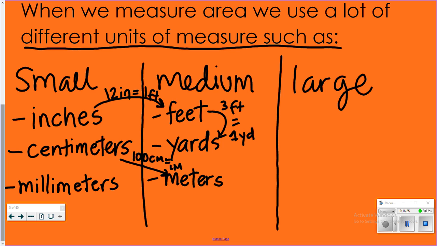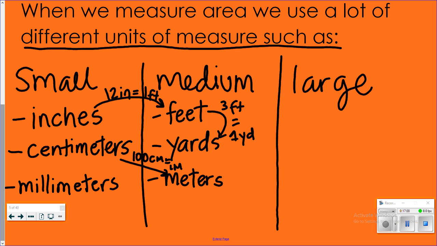We're not there yet. So these are going to be our 3 main units of measurement. What about the large? We're not there yet. We're just on medium. So again, it wouldn't make sense to measure my door in inches. No. It's going to take too long. I could, but it's not going to make the most sense. It's going to be more efficient if I use the medium category like feet, yards, or meters.